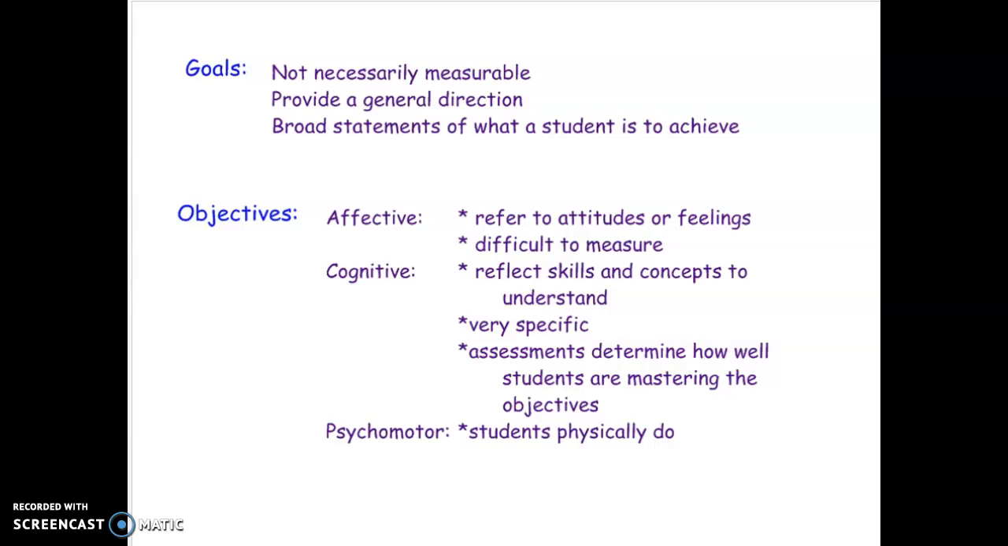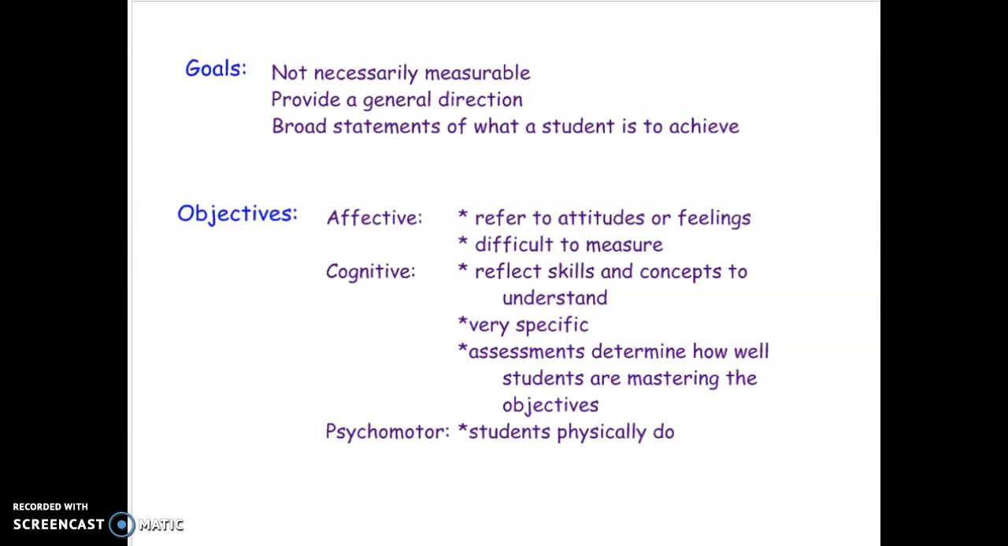Objectives, on the other hand, are very small. One standard might have several objectives underneath it. So objectives have three possibilities. The first one is affective, which means that you want your students to gain an appreciation for, or you want them to enjoy something. Those kind of objectives are very difficult to measure. You can't necessarily ask a question about someone's appreciation of something, for example.